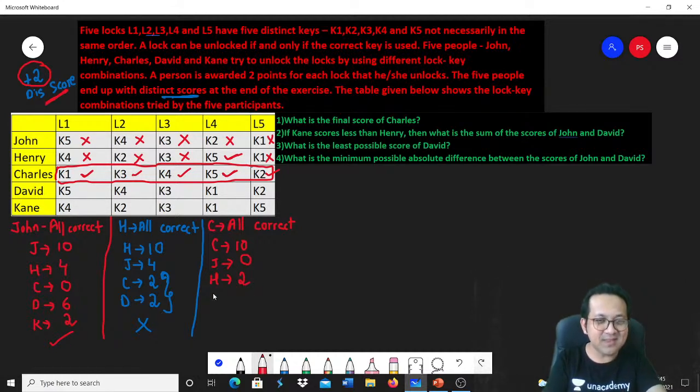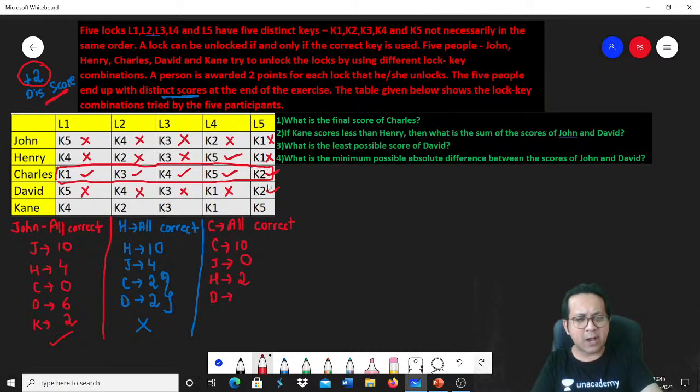Next, David. Again, continue the process. K5 is wrong. What is correct? K1. K4 is wrong. The correct is K3. K3 is wrong, because the correct is K4. Next, K1 is wrong. The correct is K5. Last one, K2 is correct, because the correct is also K2. So 1 correct. How many points? 2 points.